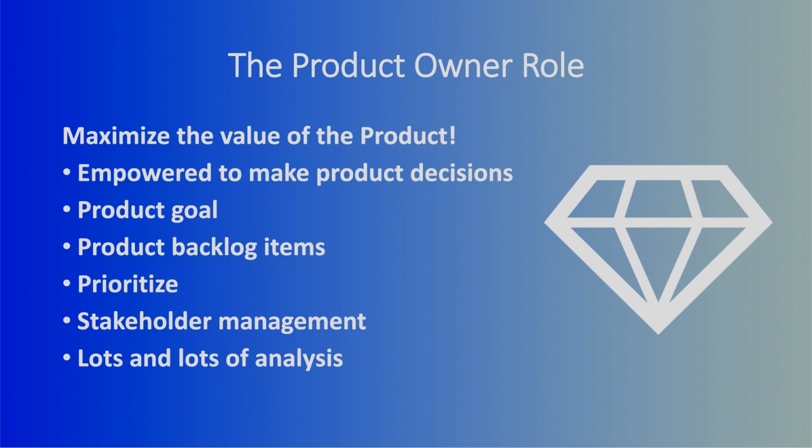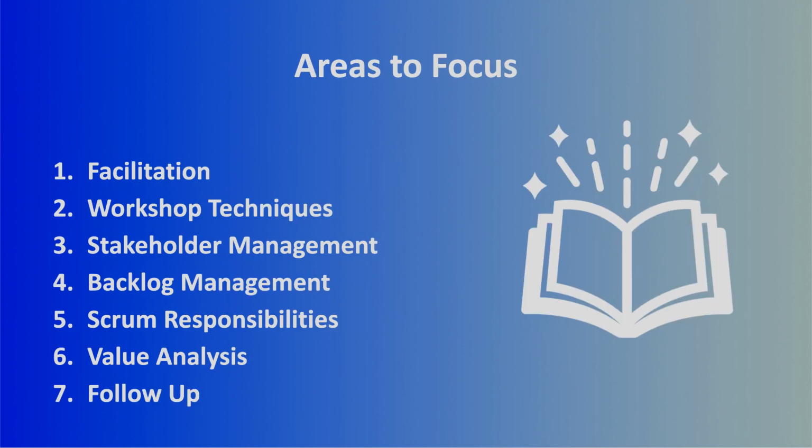All right, so I typically like to recommend the following areas for product owners to focus on. And if they're weak in any of these areas, these are something I would recommend that they skill up in. So first up, we have facilitation, then we have workshop techniques, stakeholder management, backlog management, Scrum responsibilities, value analysis, and then just following up on things. Specifically, our product increment, the work we've just implemented, following up on how that went. So let's jump into these and talk about them.